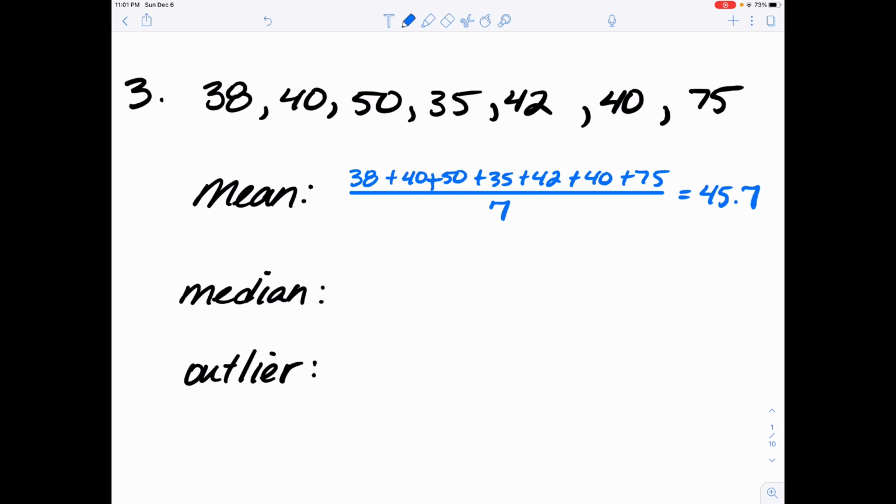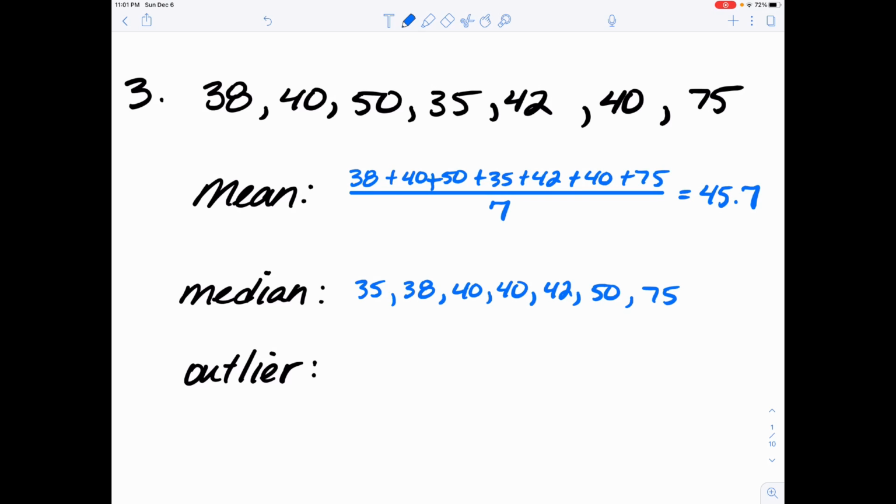Median is the value that occurs exactly in the middle. However, you've got to remember to rearrange the data set. So my smallest number here is a 35. Continuing on, there's a 38. There's a couple of 40s. There is a 42, a 50, and a 75.